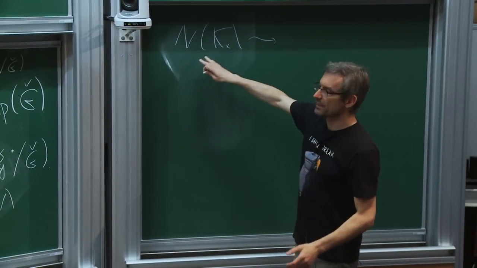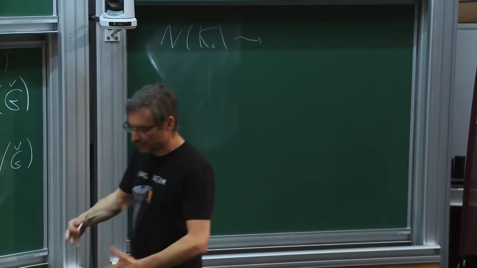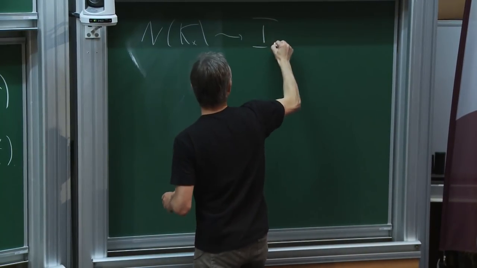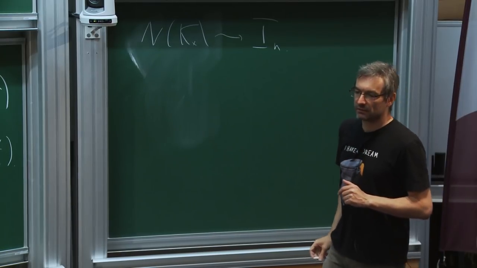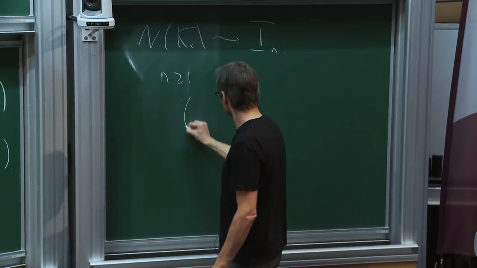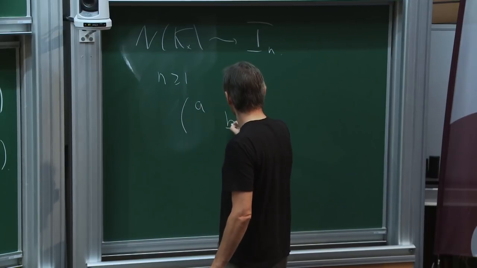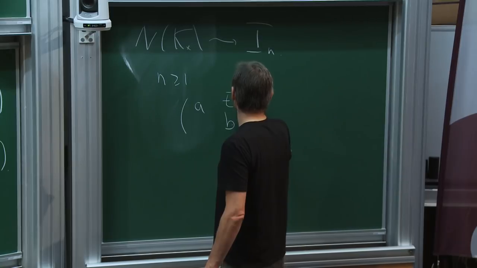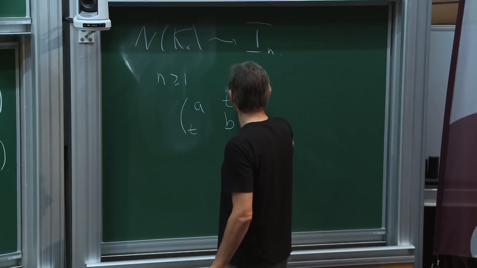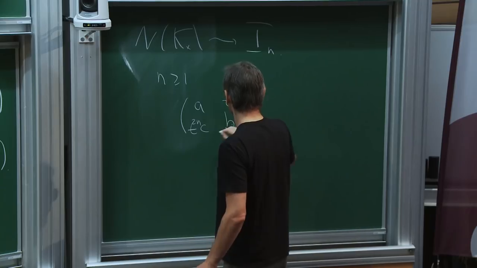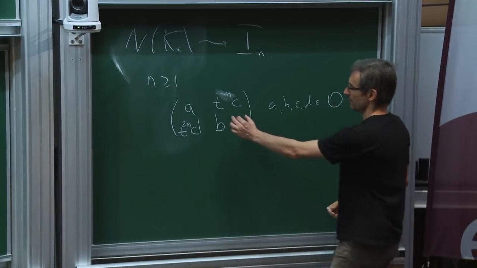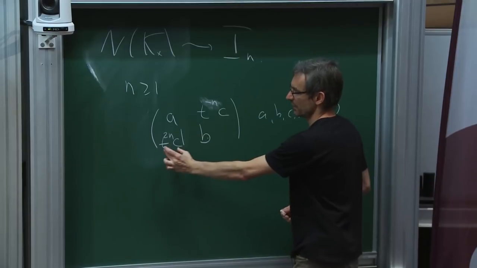So let me tell you what you can replace N(K) by. In fact, you have many choices, one for each natural number. You can replace it by some subgroup that I'll call I_n. Let me tell you what I_n is in the particular case of SL2, where n is greater than or equal to 1. For SL2, it looks like this. It's a subgroup of matrices with entries A, B, t^{-n}C, t^{2n}C, D, where A, B, C, D are in O. So you make the positive part larger and larger as n grows, and the negative part smaller and smaller.